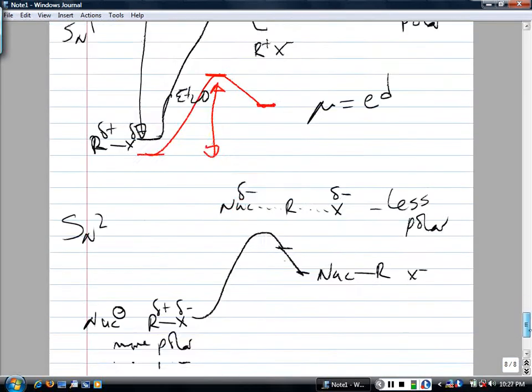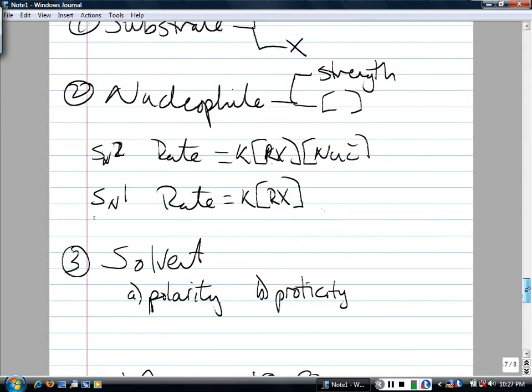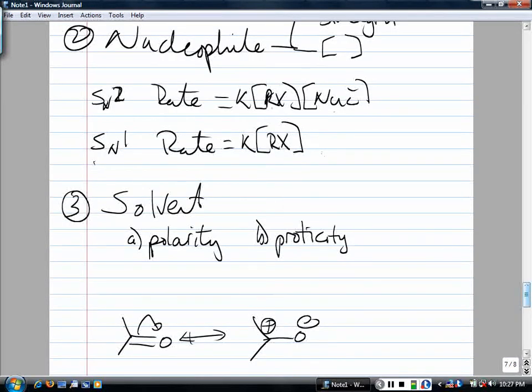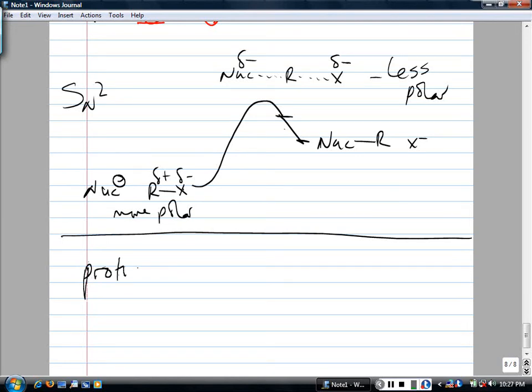You can do an analysis on the SN2 and indicate that in fact the effect is actually opposite for the SN2. So in general, what I can say then is, I need a minimum polarity for SN1, and the more polar it is, the more I encourage SN1. What about proticity? In fact, what does proticity mean? Proticity refers to whether a solvent is protic or not, protic versus aprotic. A protic solvent is simply one that can hydrogen bond.